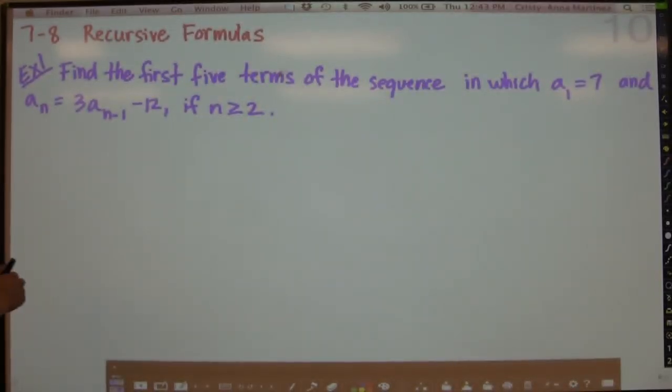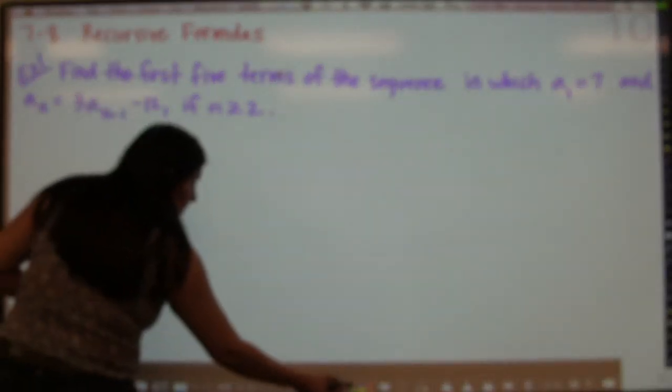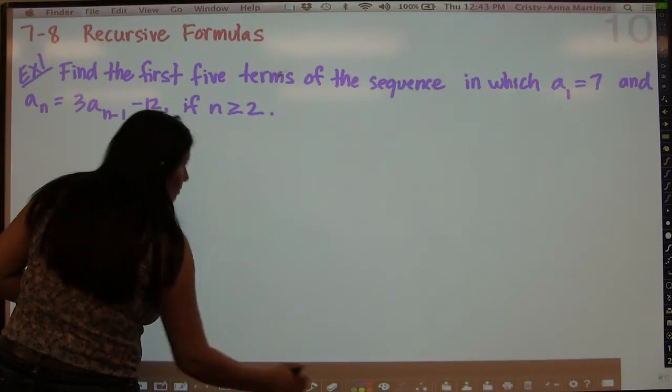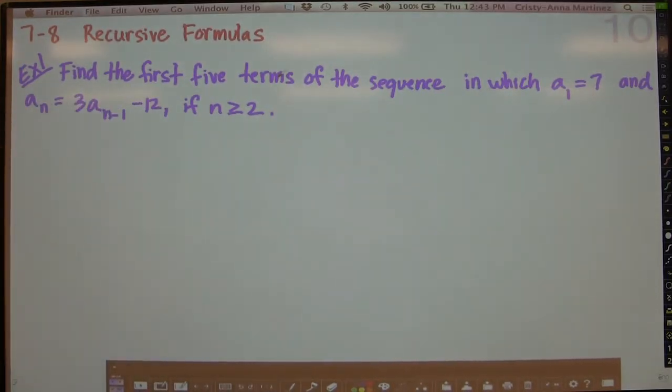For example, you can have, well, let's not go there. I don't want to confuse you too much. But basically, you can find the value given the value of x.